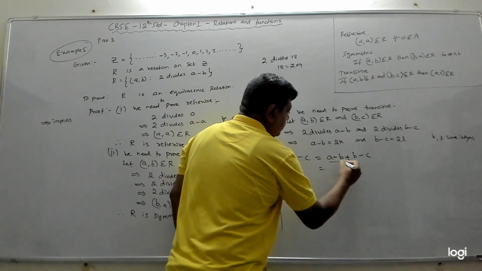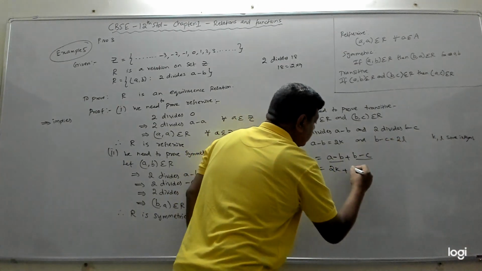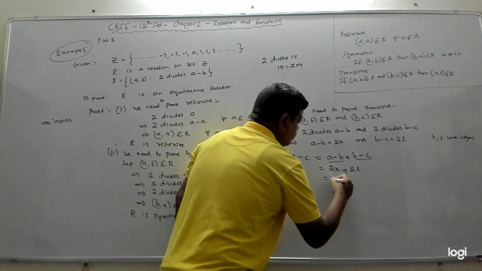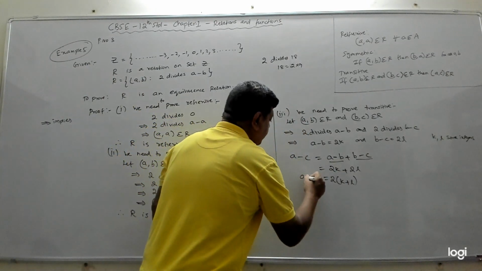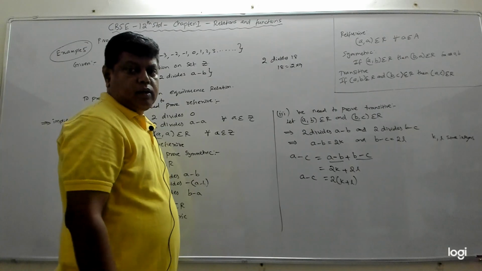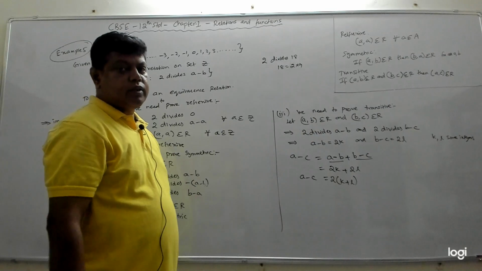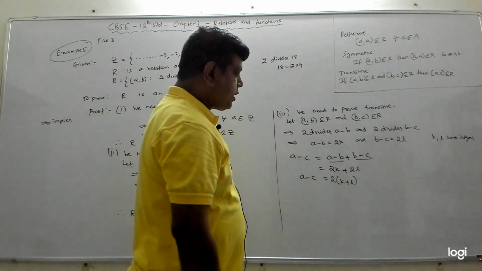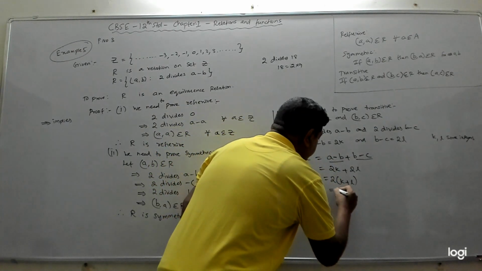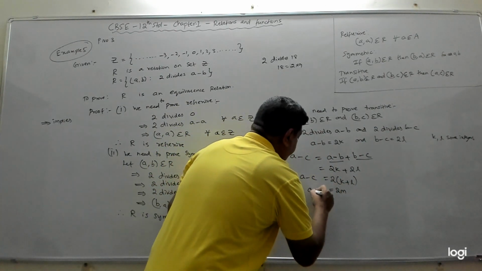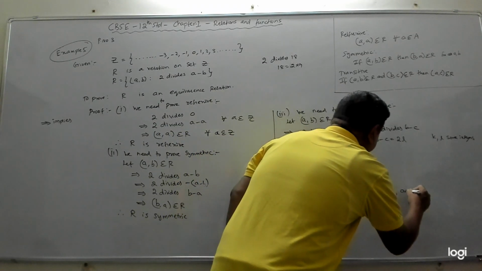Now what is a minus b? The value of a minus b is 2K. Plus, what is the value of b minus c? That is 2L. So I can take 2 common. It will become 2 into K plus L. Now what we have got? We have written a minus c as 2 into K plus L, and K is an integer, L is an integer. Therefore K plus L is also an integer, because integers are closed with respect to addition. If I add, I'll get another integer. So a minus c becomes 2 into M, where M equals K plus L, an integer.